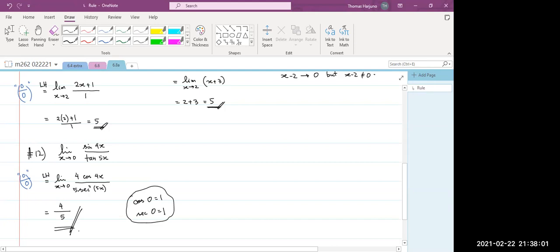Now the thing is, this actually also applies to the infinity case. For example, number 20. Number 20, limit x goes to infinity of natural log of square root of x over x squared. If I plug infinity into the top, I will get infinity. Plug infinity into the bottom, I also have infinity. So this is the infinity over infinity case.